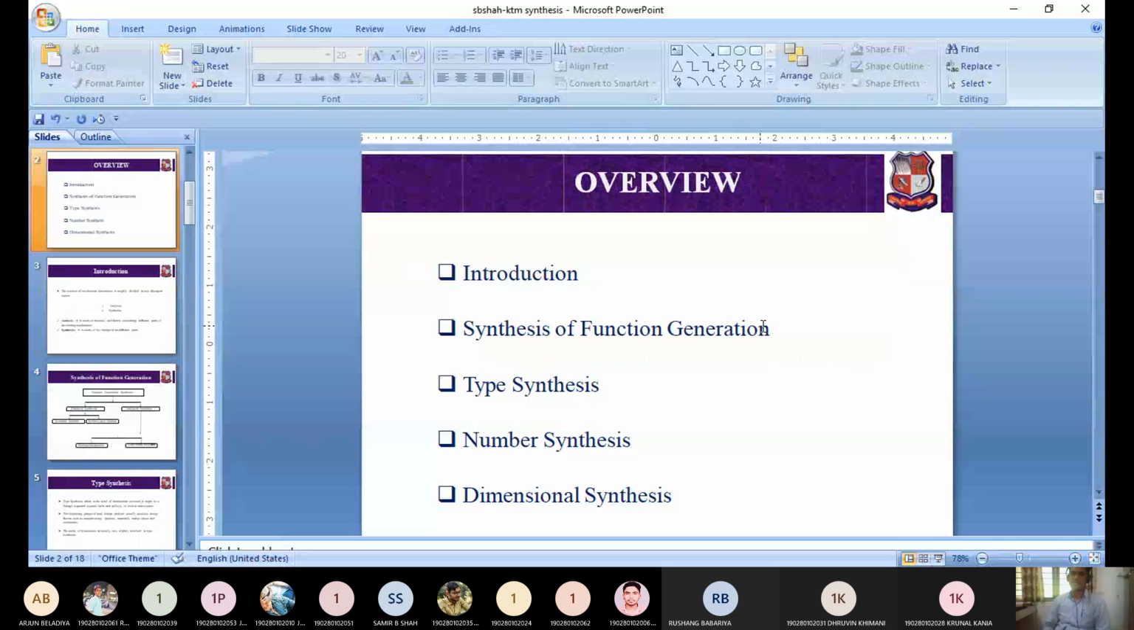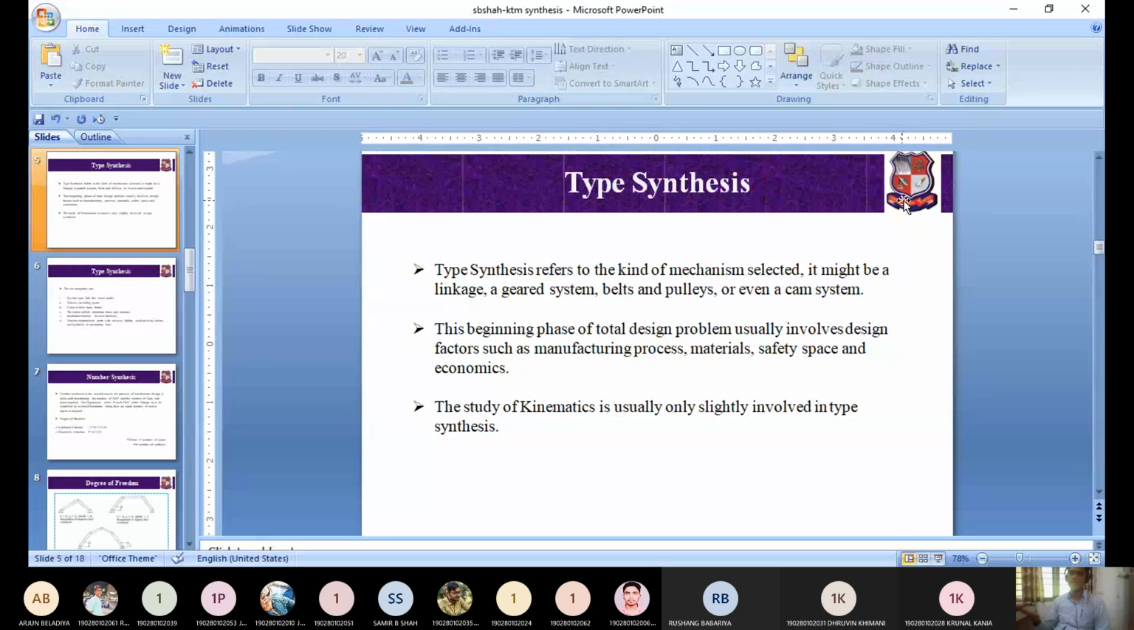Type synthesis refers to the kind of mechanism selected. It might be a linkage, gear system, belt and pulley, or even a cam system. Type synthesis means it may divide into a number of types, like a mechanism is there, a gear is there, belt is there, pulley is there. So these all are considered as type synthesis.